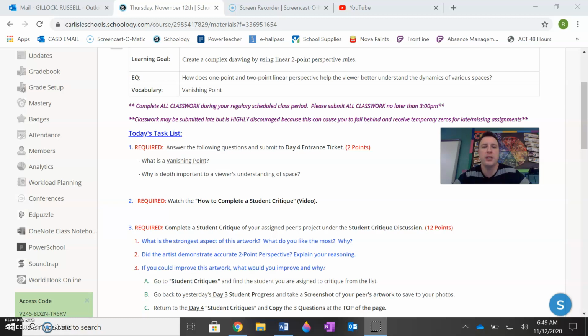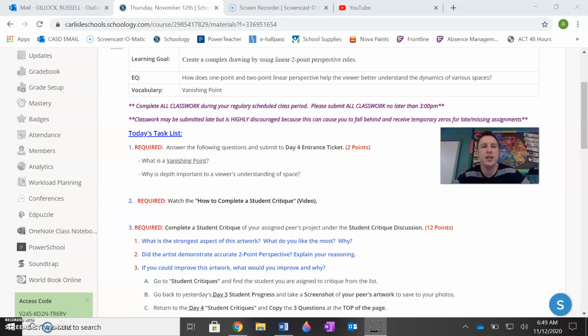So by complex, it means you're filling the space and you're not just drawing the structures or the framework of your space, but you're also adding details such as doors, windows, posters, chairs, benches, whatever you can think of that can also help fill the space to also follow the rules of 2-point perspective. And the key is to make sure that every corner lines up to its respective vanishing point. So if the lines are angling right, they go to the right vanishing point. If the lines are angling left, they go to the left vanishing point.